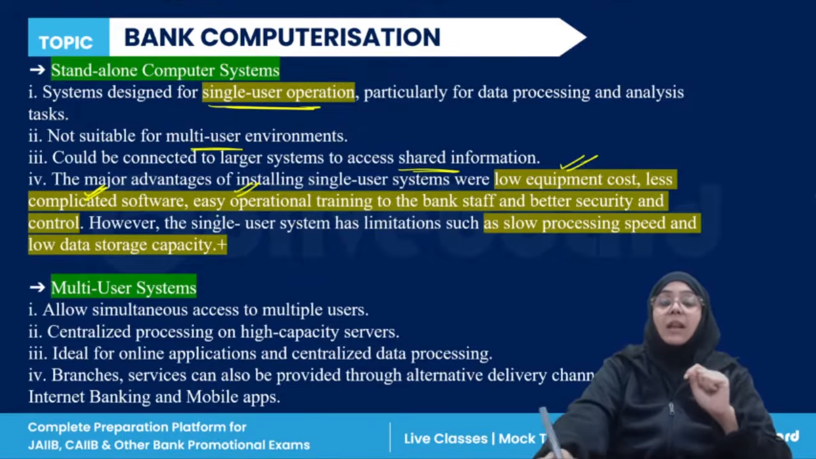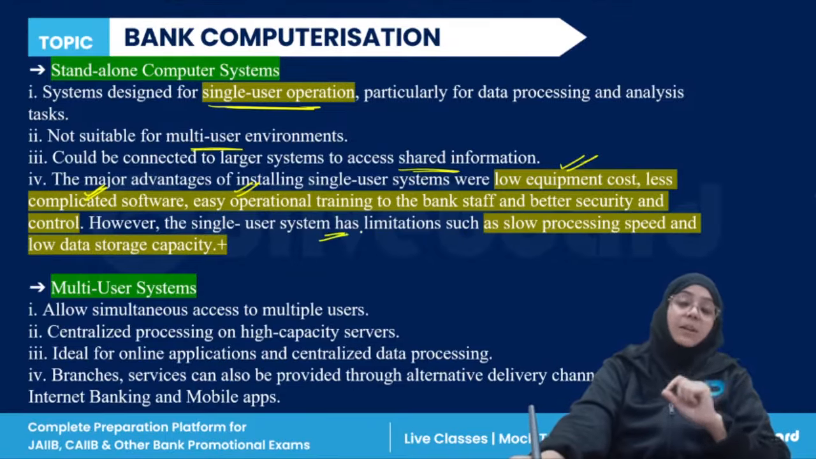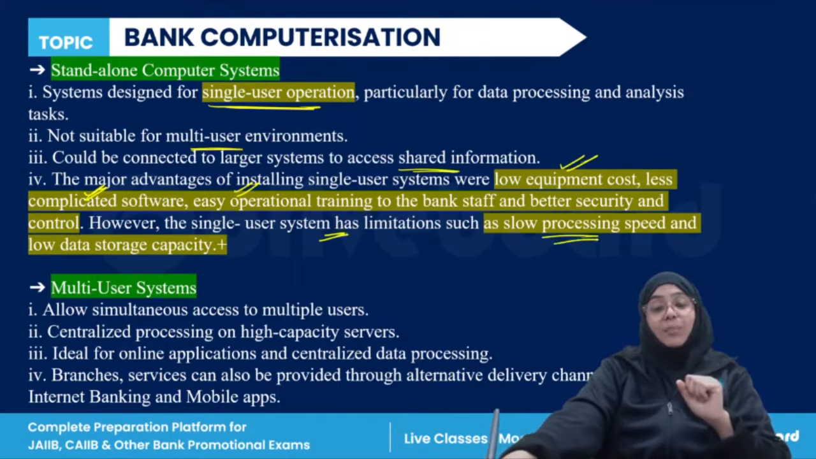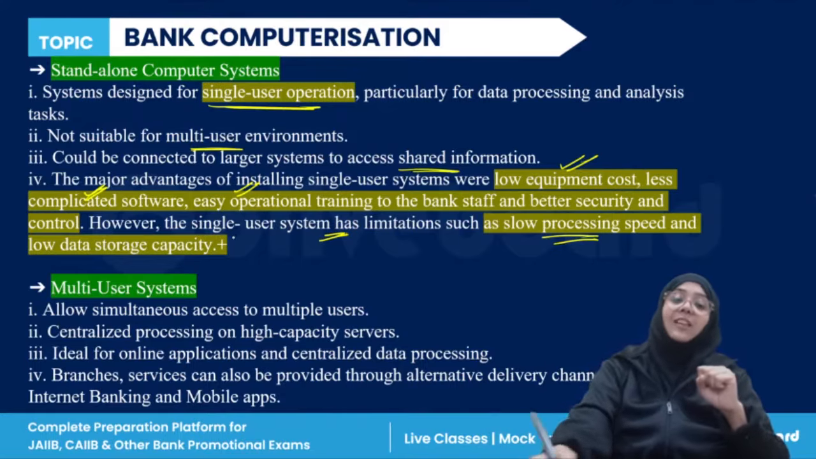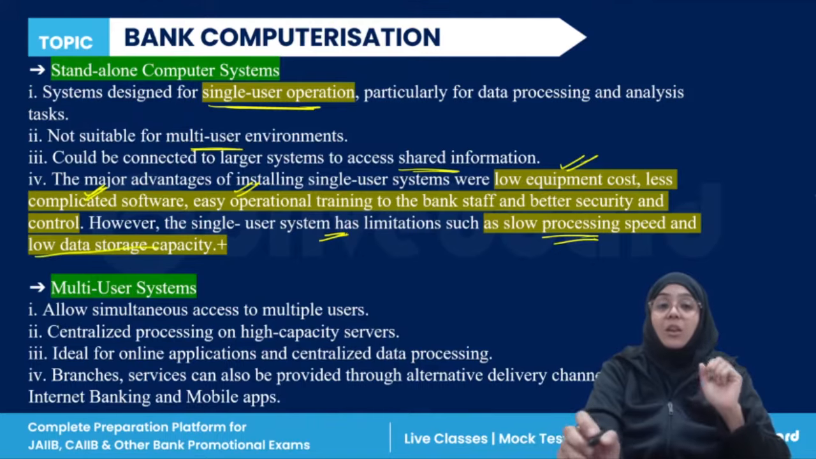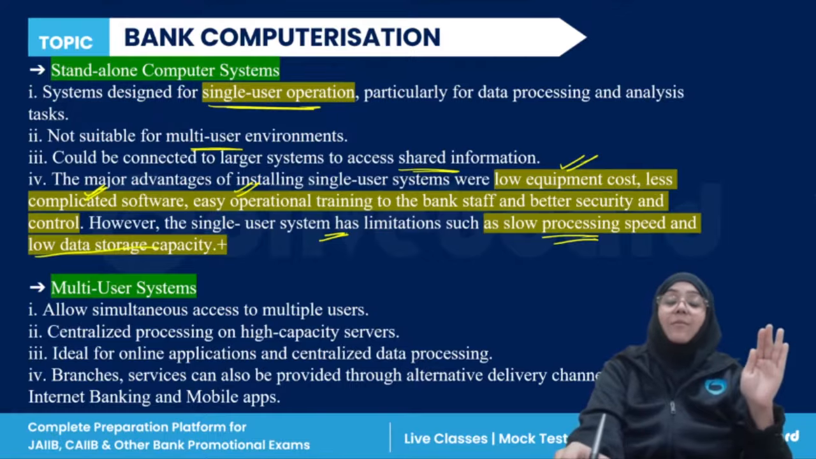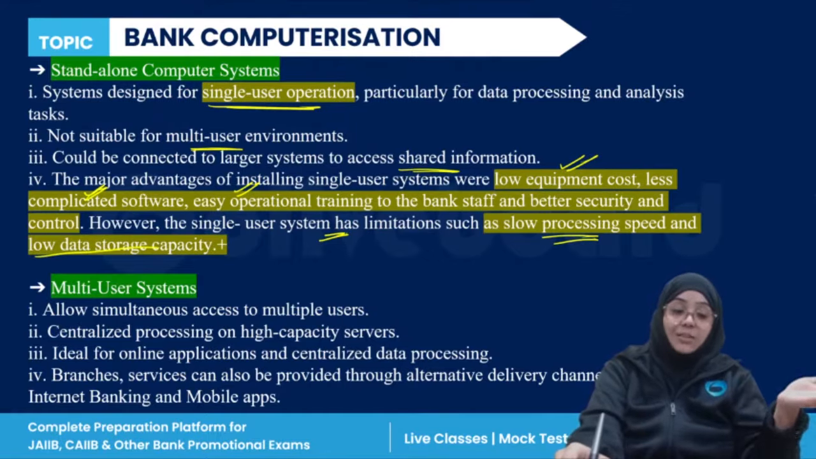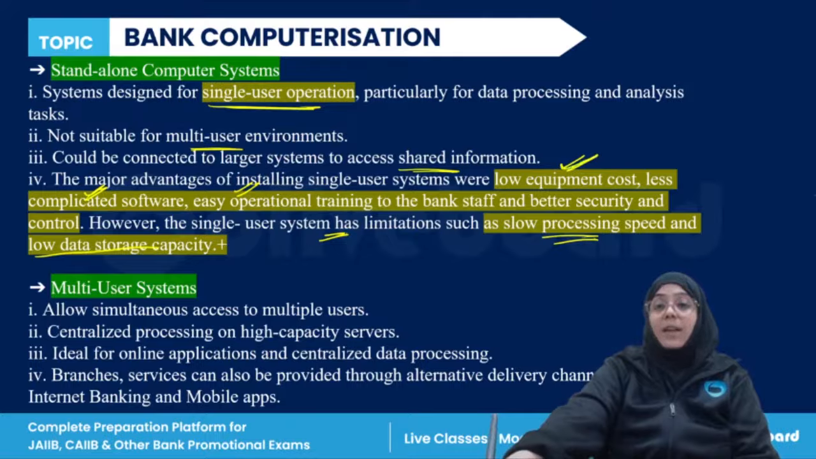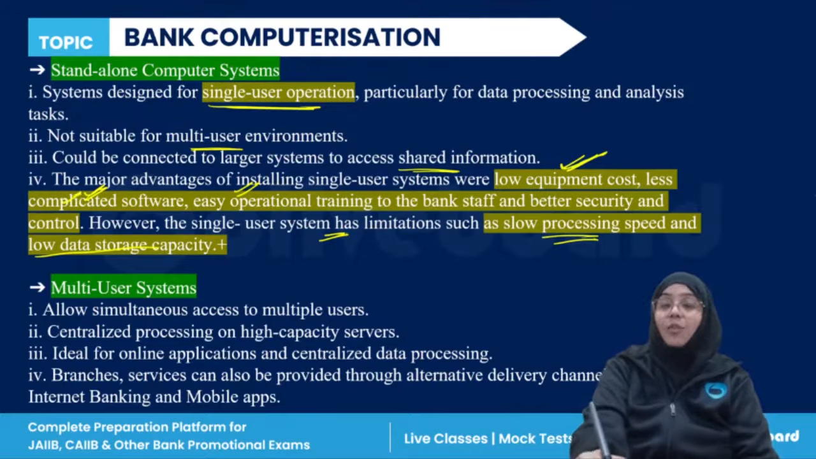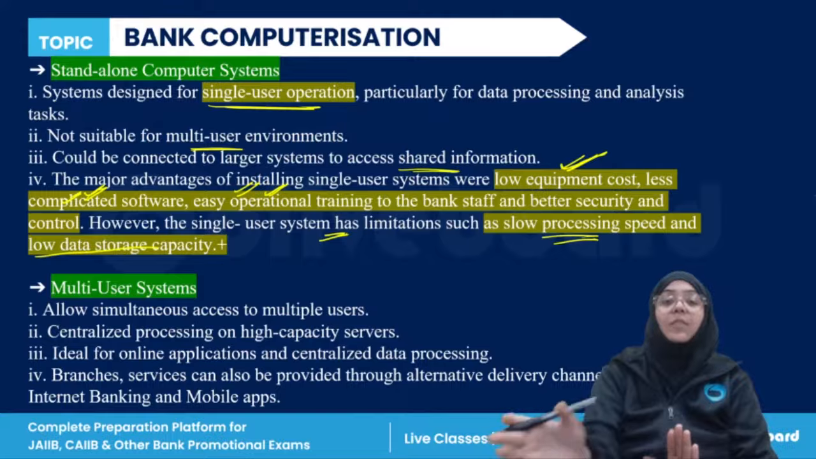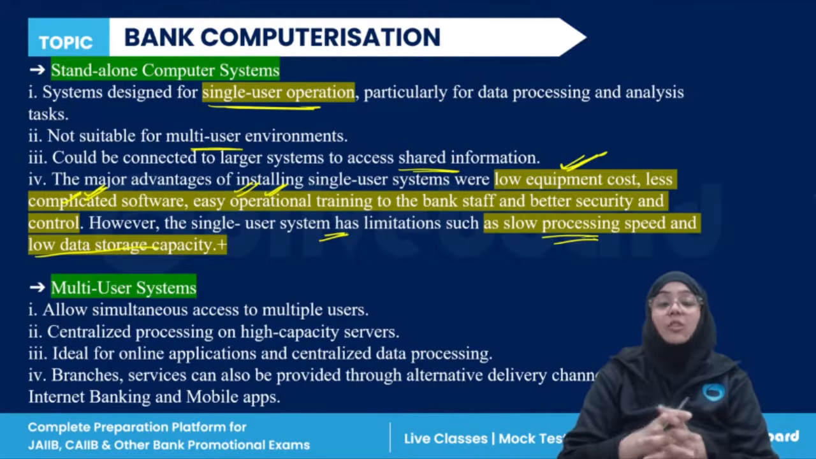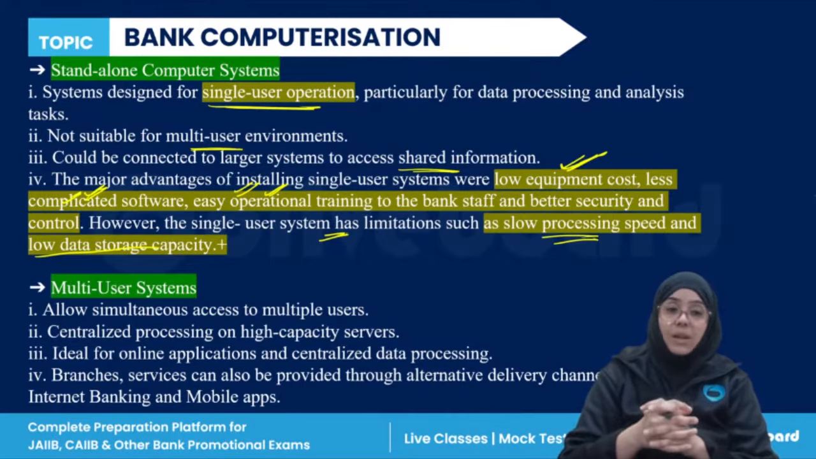Second, the single user system has some limitations also, like slow processing speed, because it is meant for the single user, right? So it has a slow processing speed. It has low data storage capacity. Whereas the advantages of the single user system are that they have a low equipment cost, less complicated software, easy operational training of the bank staff, and better security and control. So these are some of the advantages and disadvantages of the standalone computer system. Clear?